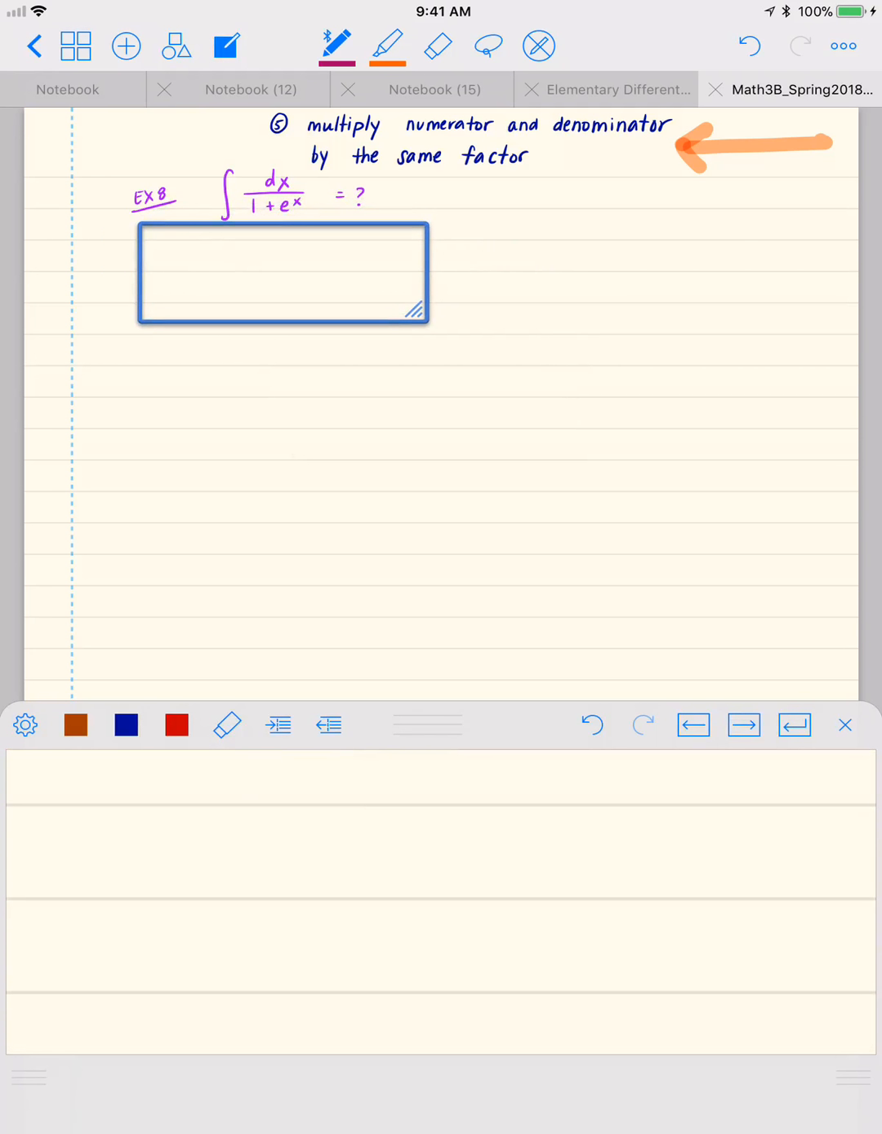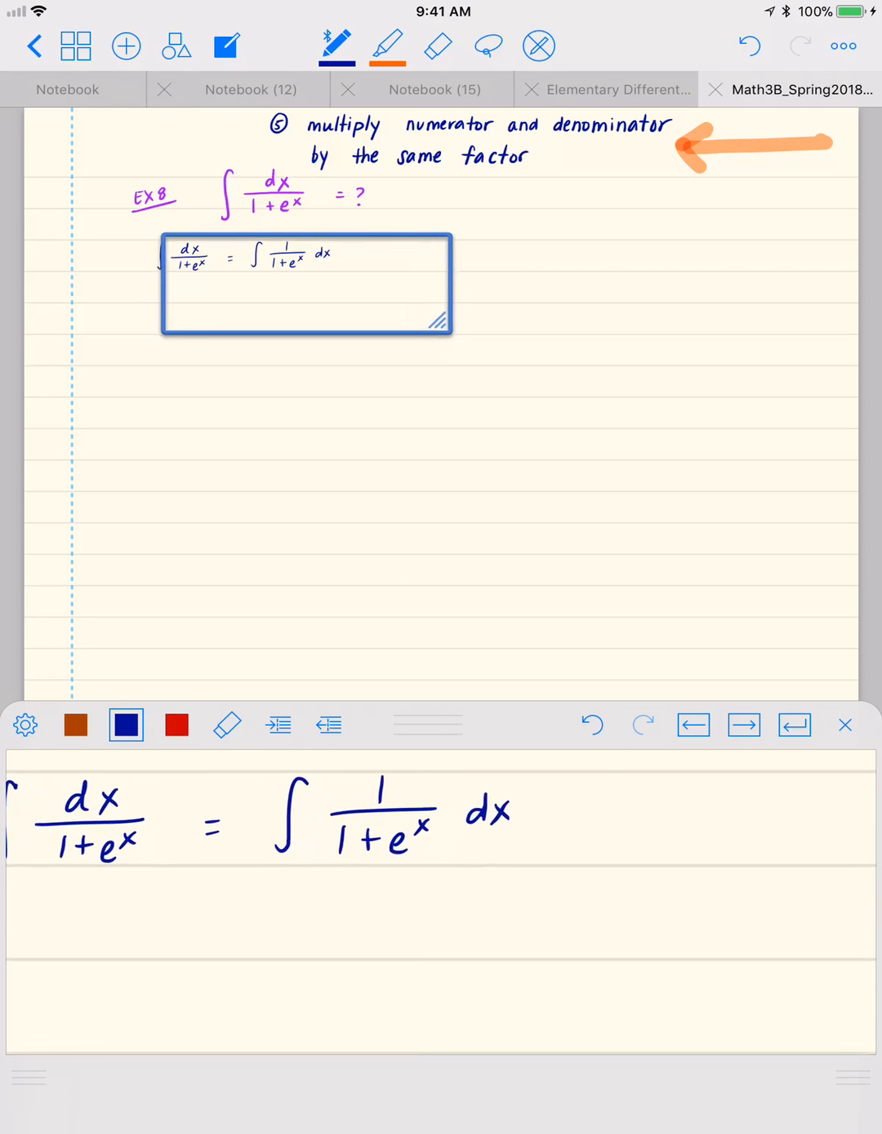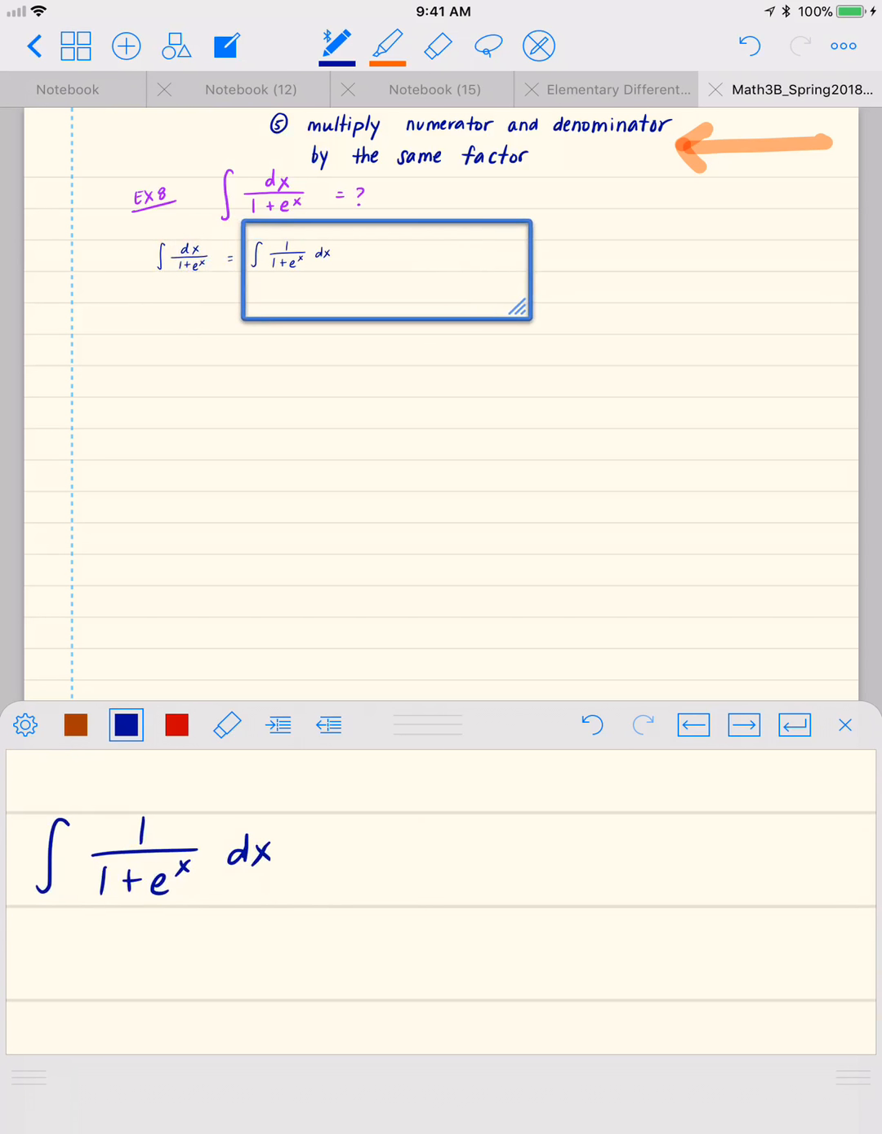So we're going to multiply. First, let's actually rewrite our integral so that it's easy to see. So we've got dx. Let me choose a different color. So the integral of dx divided by 1 plus e to the x. We can actually write that as 1 over 1 plus e to the x dx. Okay, now that we have it like that, it's easier to see the fraction that we have.